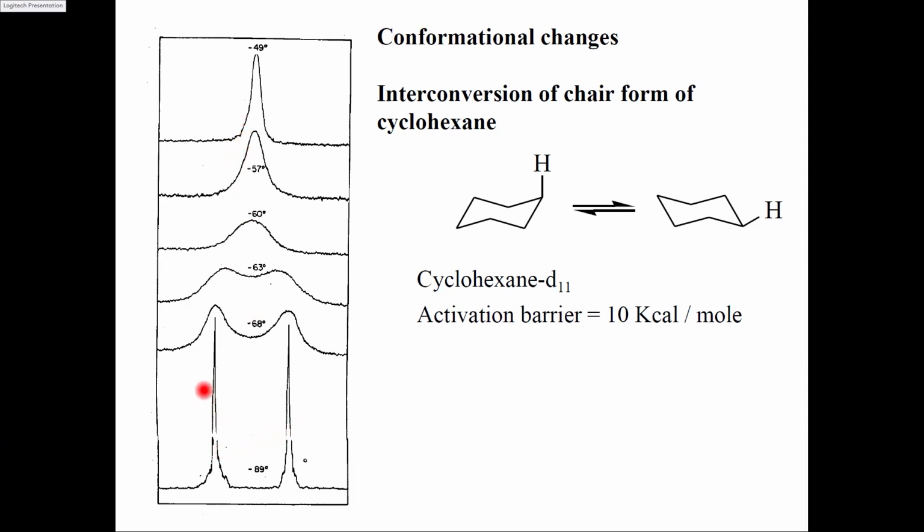Obviously, the two peaks are merged at some point between minus 60 and minus 63 degrees centigrade. And this is known as the coalescence temperature. Somewhere around minus 62 degrees or so is the coalescence temperature. Coalescence temperature is the temperature at which the two states sort of merge to give a single state. And if you still heat further to room temperature, it will give only one sharp signal for the axial and the equatorial hydrogen.